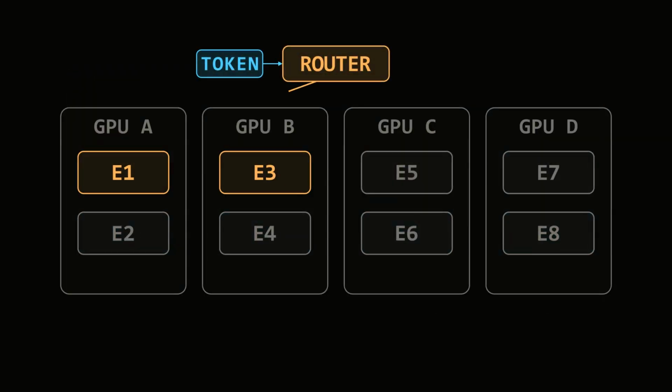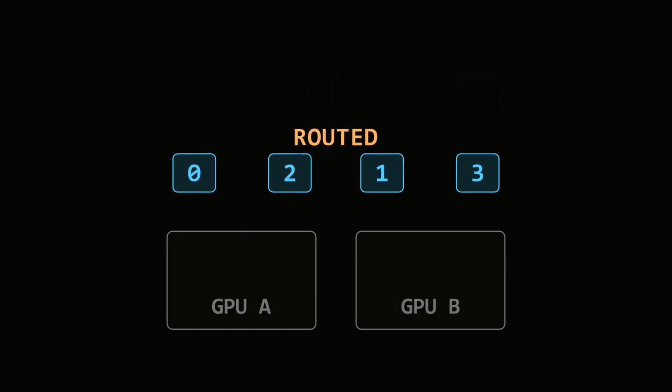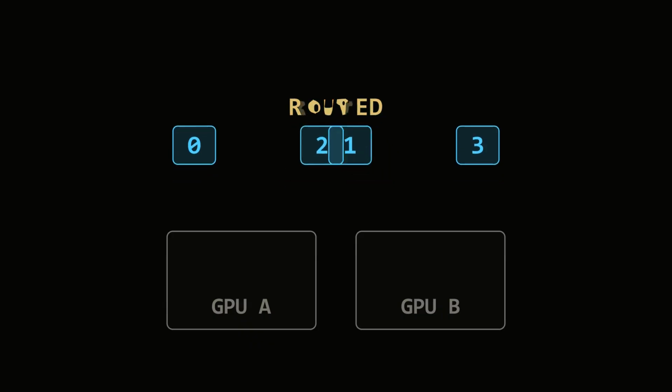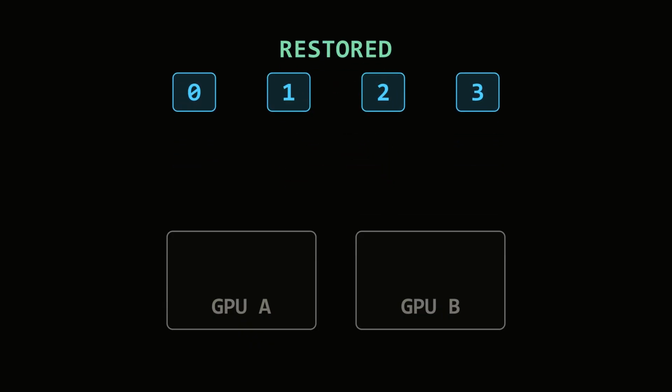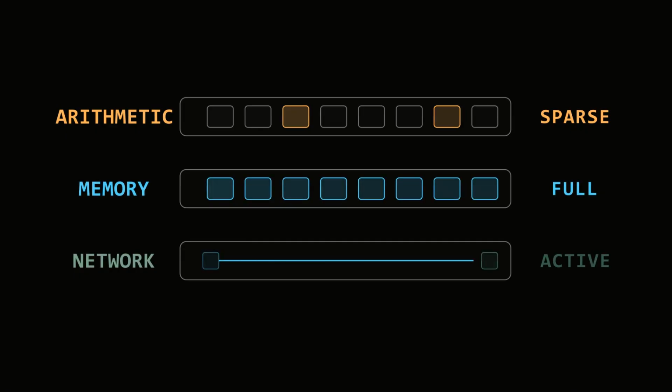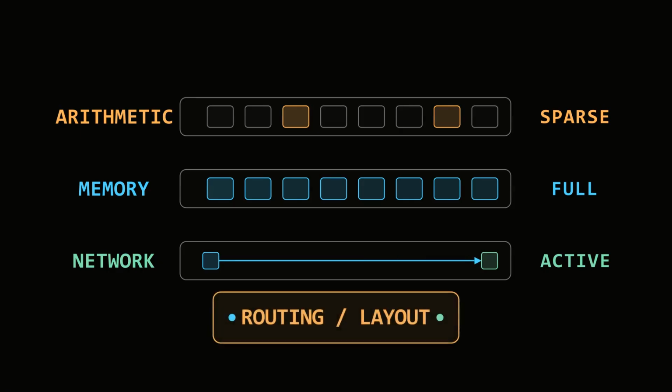Large expert banks are distributed across many processors. Tokens may need to travel to the machines that hold their selected experts. That means permutation, dispatch, cross-device communication, expert processing, return traffic, and restoration of the original token order. The arithmetic can be sparse while the system's bill remains real. Memory, communication, routing stability, and hardware layout all shape practical speed.